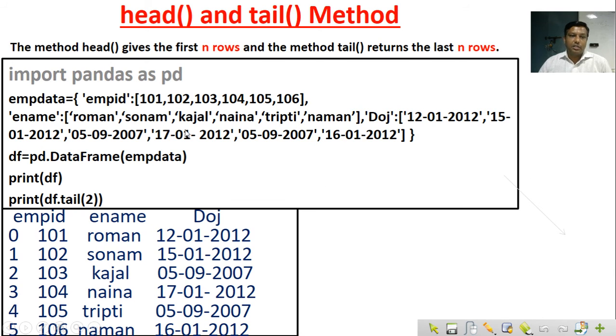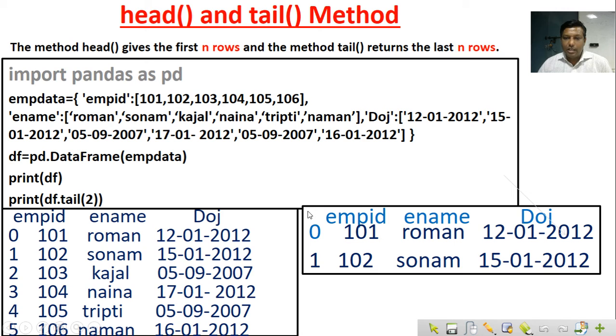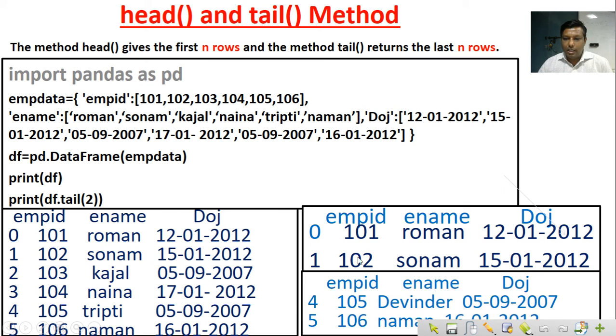Head and tail functions. In the EMP database, we have made one EMP ID 101, 102, 103, ename and DOJ like that, and we have made a data frame for EMP data with the dictionary. We made a data frame df, and print df means your data frame will look like this: 0, 1, 2, 3, 4, 5, 6 rows are there and 3 columns EMP ID, ename and DOJ. These are the values. If we write df dot tail 2, it will give the last 2 rows.